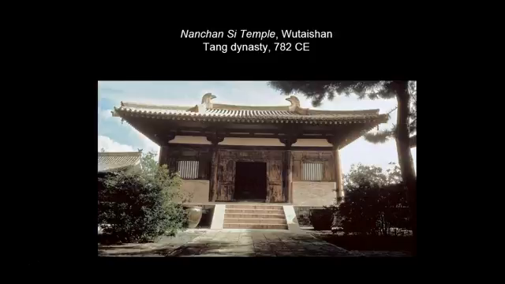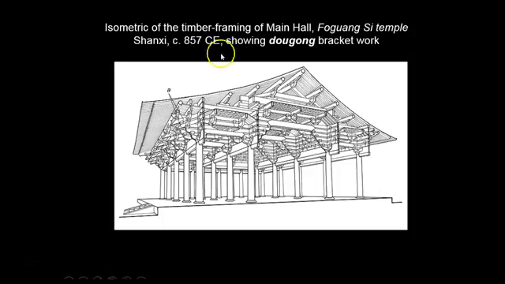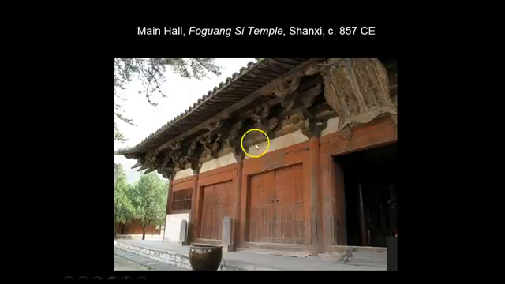But though it's difficult to see, the Nanchun-Si is also a great example of another architectural Chinese characteristic, the dugong bracket. The dugong brackets are more easily seen in the Fugan-Si temple. You can see them here, and you can see them here as well. Dugong is a system of interlocking wooden pieces that form brackets which hold up the hipped roofs and eaves of traditional Chinese buildings. The dugong here are spectacularly complex.